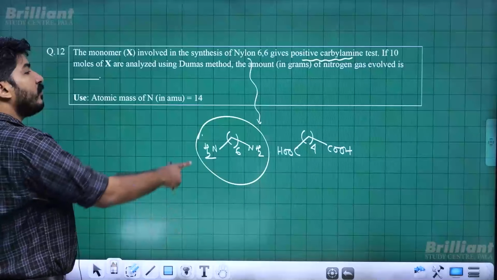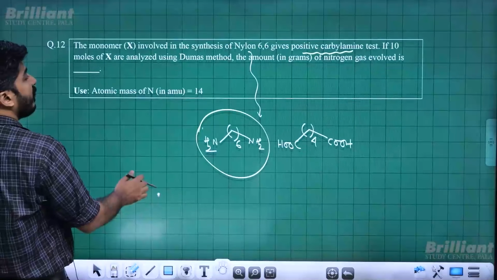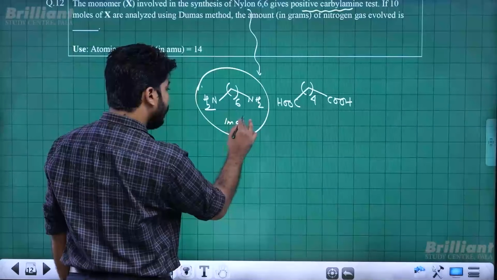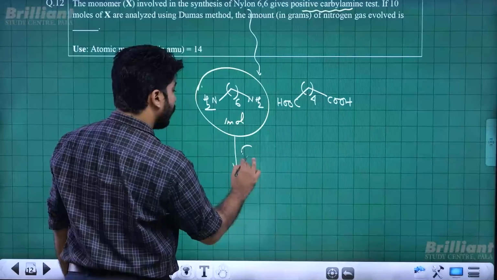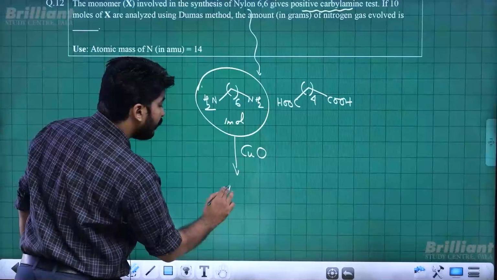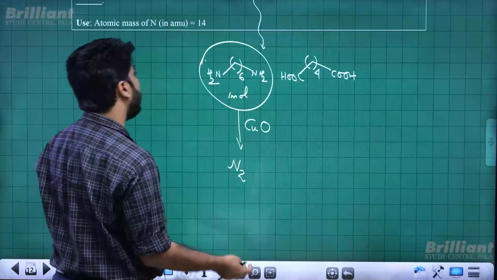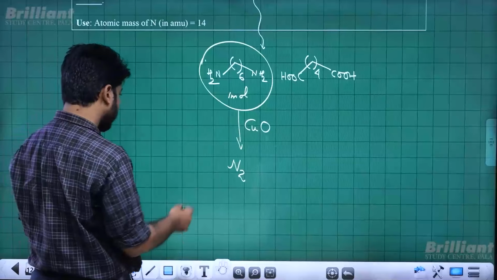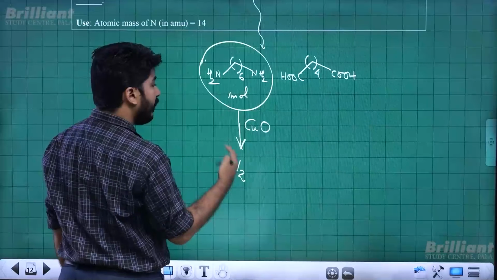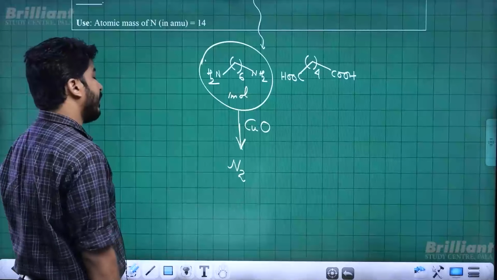So X is hexamethylene diamine, and 10 moles of X are analyzed using the Dumas method. You know in the Dumas method we are heating the amine with copper oxide, an oxidizing agent, in a combustion train, and all the nitrogen is converted to N2 gas, all the carbon goes to CO2 and hydrogen goes to H2O. So that is basically a combustion process where carbon, hydrogen and other elements are converted to suitable products.